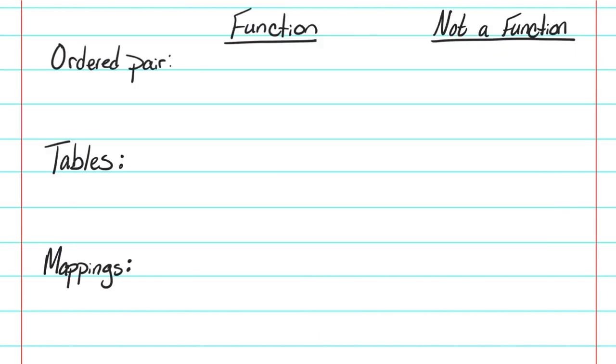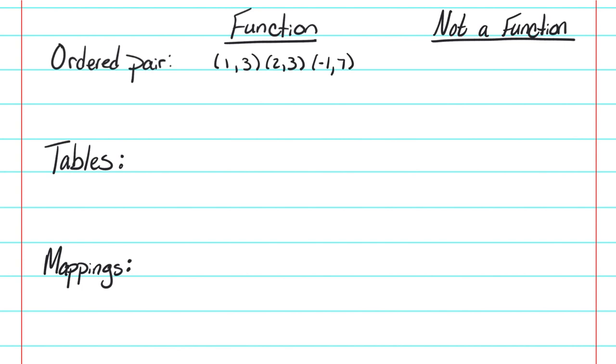So other than seeing it on a graph, you are going to see a function in ordered pairs, see it as tables, or see it in some sort of mapping. So here are some examples of each, for a function and then for not a function. With ordered pairs, you could have (1, 3), (2, 3), (-1, 7).